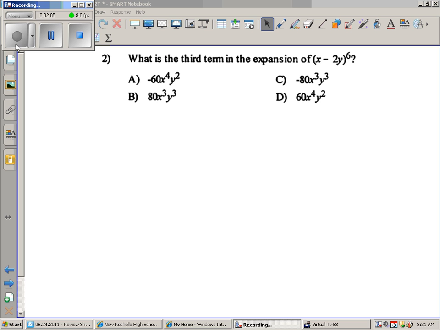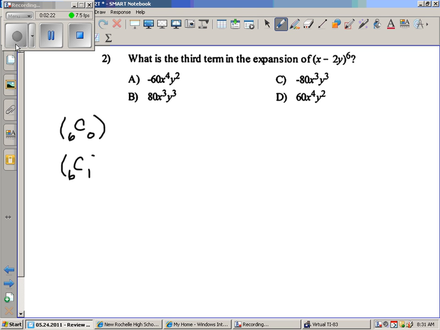Same kind of question. I'm just asking for a random term, right? Which one do I want? Third term? Some people get confused about how to find the term. So just write it out real fast. Right starts at 6. That means 6C0 would be the first term. 6C1 would be the second term. 6C2 would be the third term. That's the one that you want. You know what I mean?